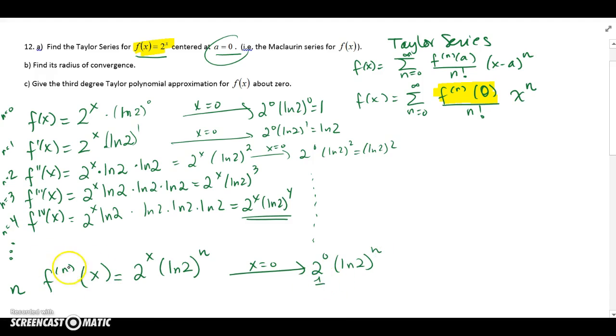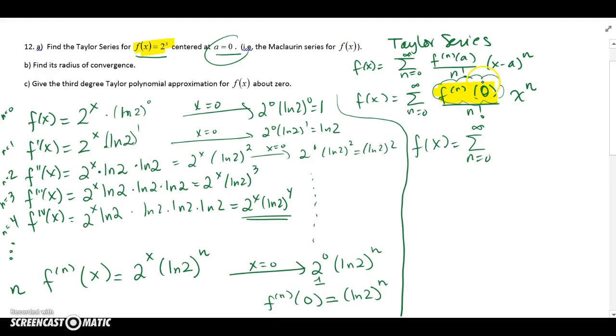So basically I found that the nth derivative at 0, when I plugged in 0, is simply ln of 2 to the n. So the pattern after differentiating and trying to get to the nth derivative evaluated at 0: I ended up with ln of 2 raised to the n, everybody else went away. So I basically now have the item I'm going to plug in there.